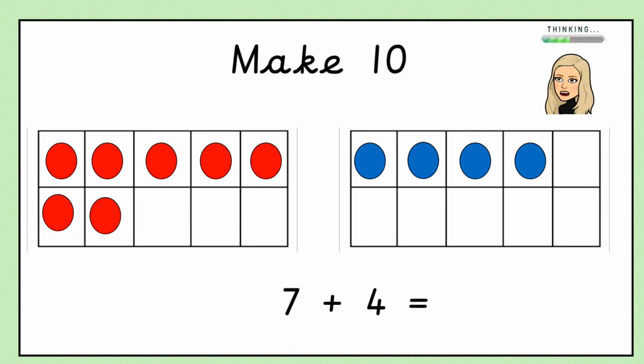Let's try this one. The number sentence is 7 plus 4 is equal to. So let's have a look at the red 10 frame. You can see 7 and there's 4 on the blue 10 frame. Remember, with this strategy, we're not counting on by ones, we're making 10, that's right. So how many blue do you need to move over to the red 10 frame to make 10? And then write the new number sentence. So press pause here, have a go, and when you're ready, press play, and we'll go through it together.